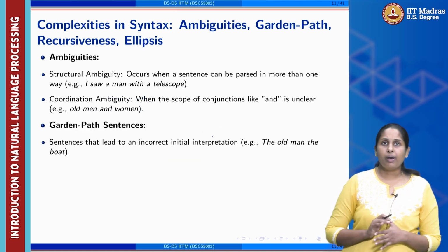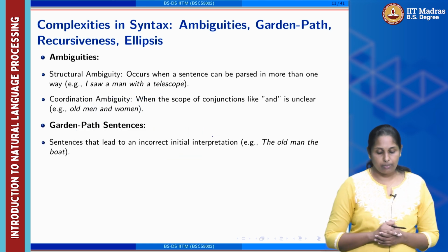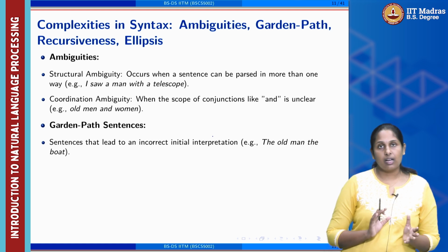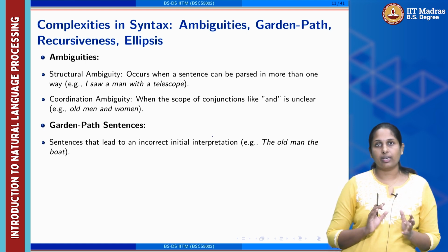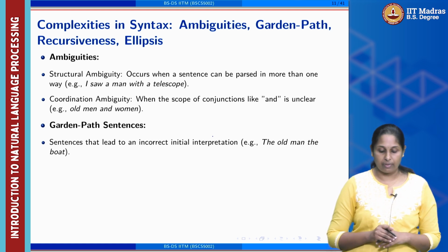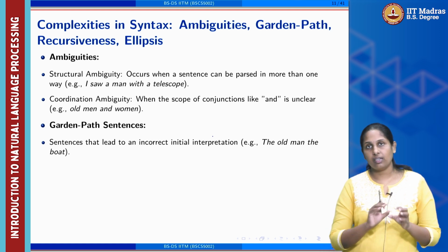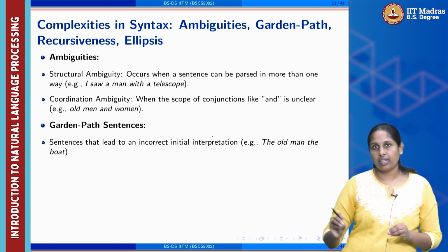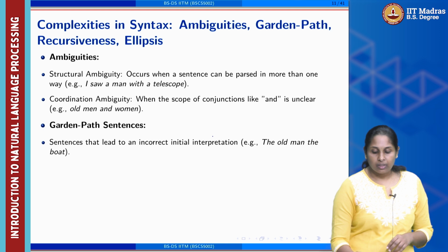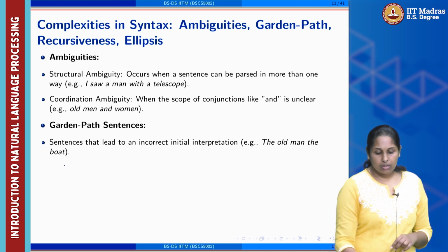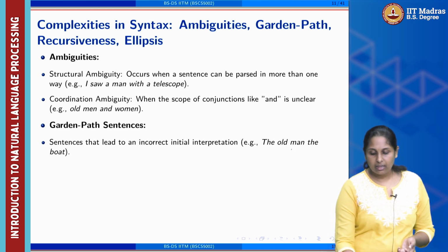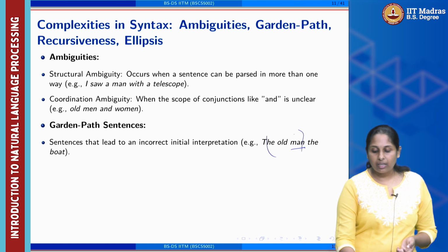And garden path sentences, as we have already seen in POS categories, initially help us to identify the structure in a different way, but when we are finally reading that complete sentence, we are getting a different sense. For example, the old man the boat, as we see, whether man is a part of NP or is a part of VP.